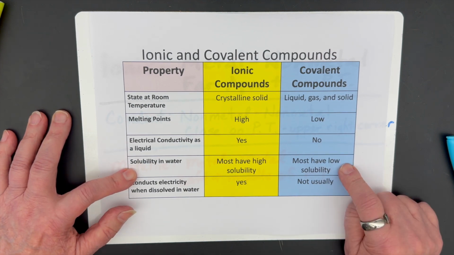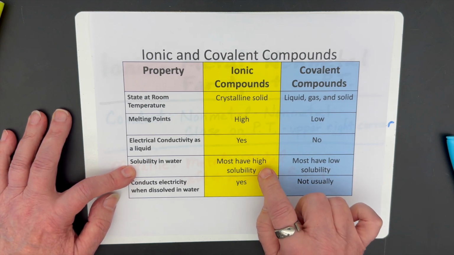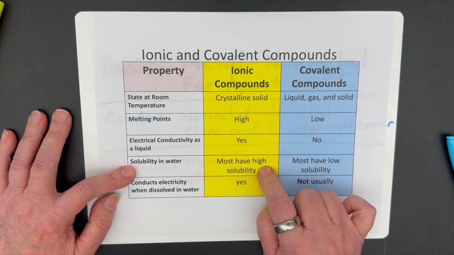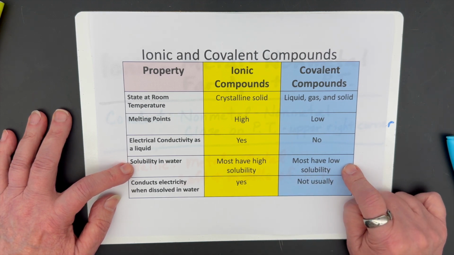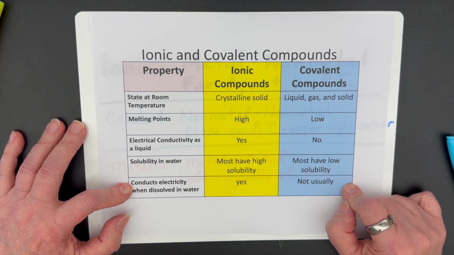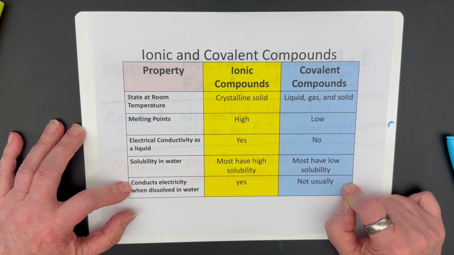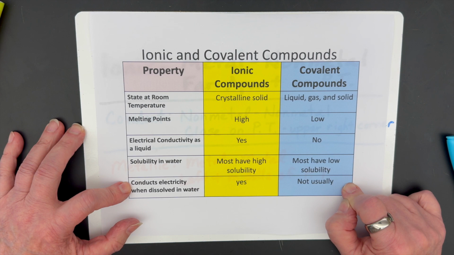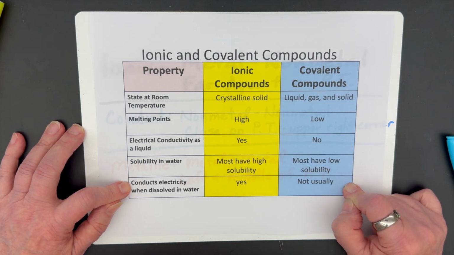Solubility in water. Water is polar. So ionic compounds, which are charges, and polar, which are charged ends, mix really well. But often covalent compounds will not mix as well. And usually covalent compounds do not conduct electricity because, again, we're not pulling the atoms apart. When we melt it, it's still the same molecule as it was before.